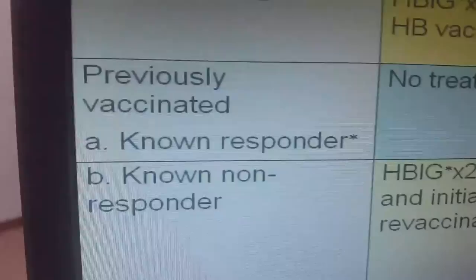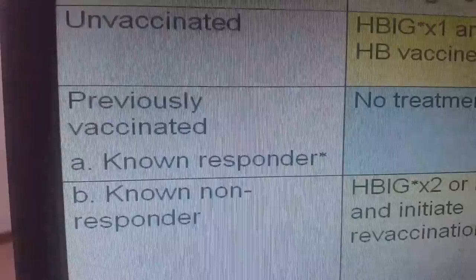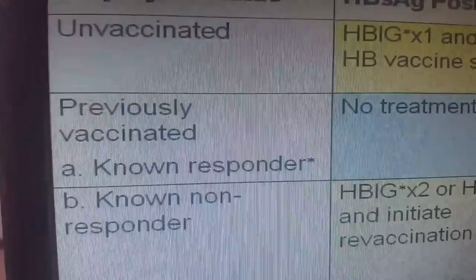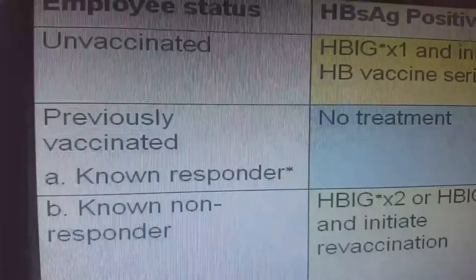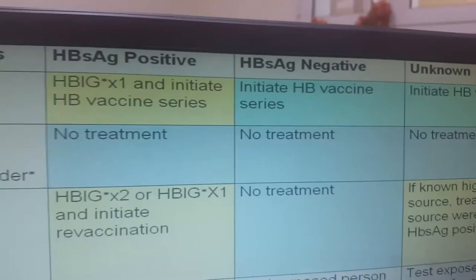If previously vaccinated and a responder, what's the meaning of responder? My antibody result will be normal. The normal antibody level is 10. If you are 11, 14, 50, 100 or 1000, you are a responder, but your response differs according to your body. So I have already received the vaccine and I am a responder with a normal level of antibodies. If the patient is positive, no treatment. If negative, no treatment, and if the patient is unknown, no treatment.